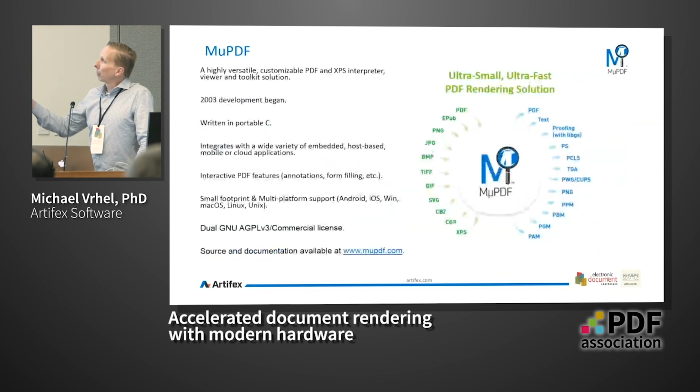A similar project is MuPDF, which is also open source. It's more of a toolkit, though, as well as an application for viewing PDFs and converting them. And it's also an XPS interpreter. Its development started in 2003. It's written also in C.